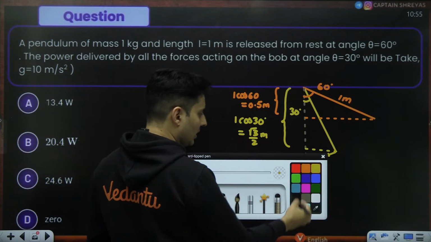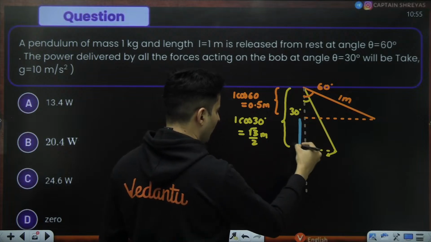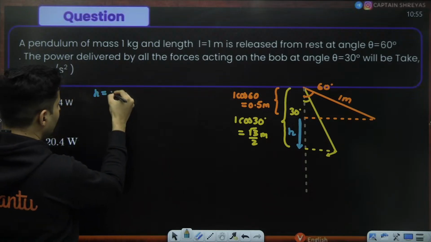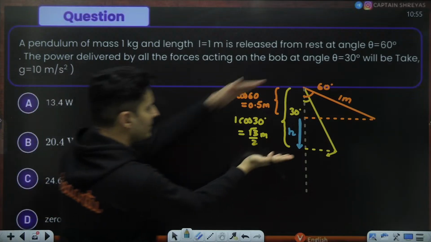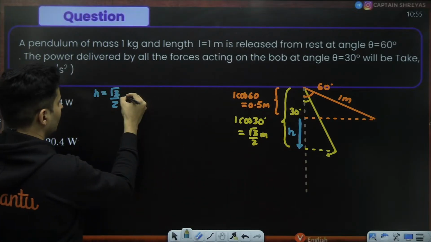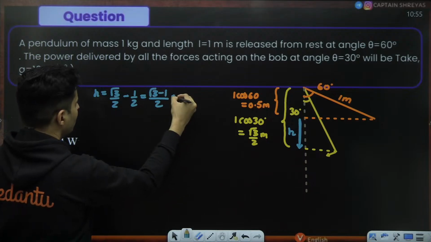meters. So the height by which it has actually come down, that h, will be root 3 by 2, which is this height, minus this height will be this remaining height, minus basically half. So it will be root 3 minus 1 by 2 meters.